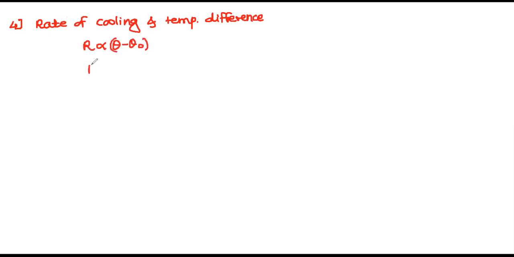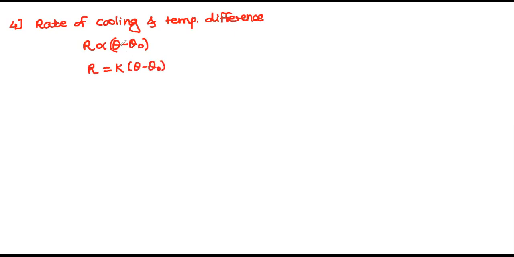Rate of cooling and temperature difference. This is very simple, right? Temperature difference. That is what it is saying. R is directly proportional to theta minus theta naught, and that is R is equal to what? K into theta minus theta naught.